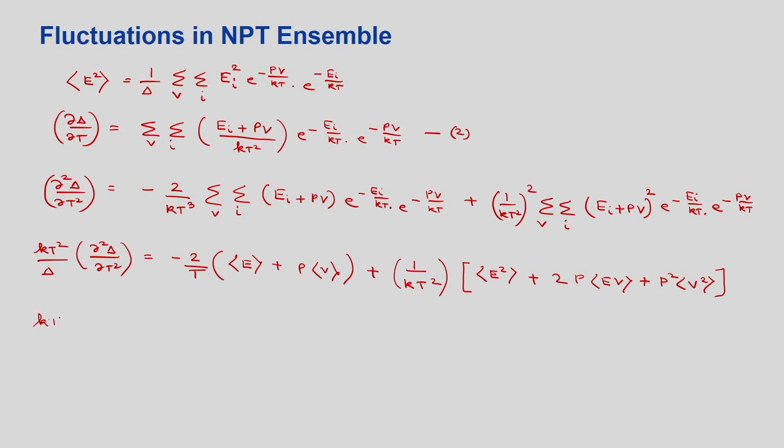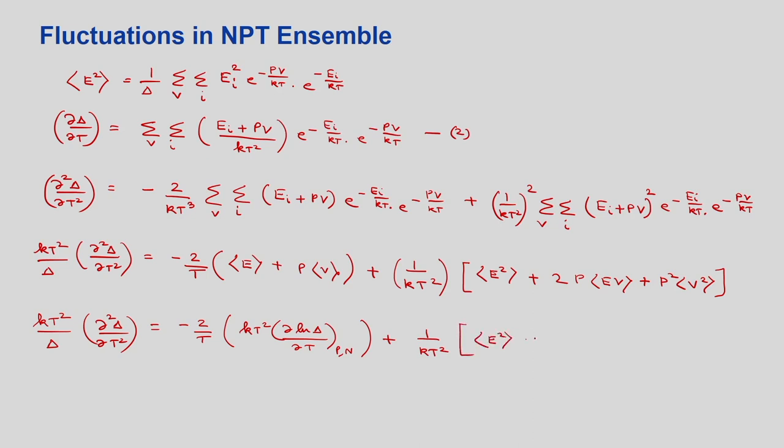Or I can simplify it further: kt square upon delta, dou square delta by dou t square. Now, what I can do is, this is nothing but u plus pv. U plus pv we have found out from the previous slide, I will replace it with that expression. So it will be minus 2 by 2 into kt square into dou ln delta. So obviously this expression will be as it is, it will be kt square, then bracket open, a square plus 2p ev plus p square ensemble average of v square. So this comes out from the fact that this is nothing but h bar. This is nothing but h bar. So this h bar, I have taken the expression from the previous slide and substituted here.